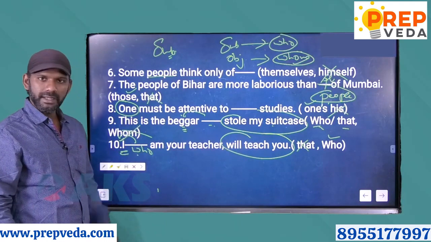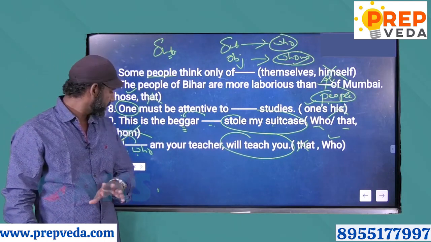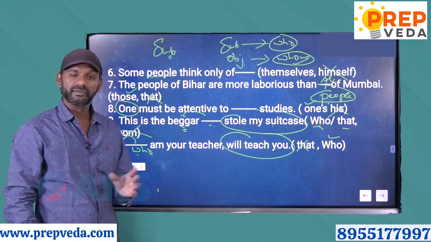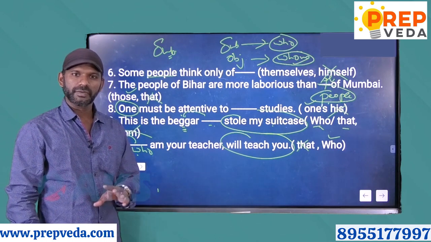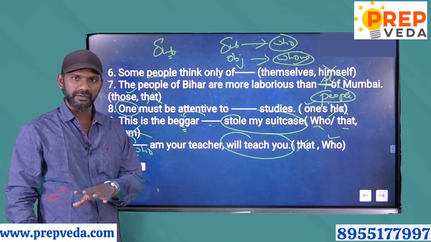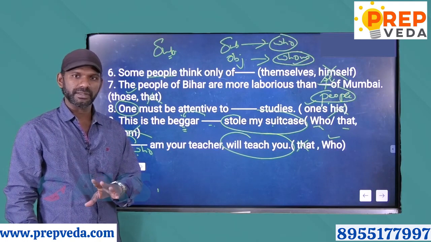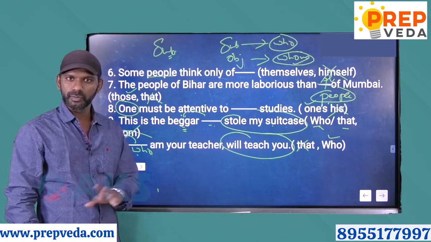Then, who is a relative pronoun. Every relative pronoun refers to a noun that comes immediately before it and the verb that comes immediately after it. So we need to focus on the noun that comes immediately before the relative pronoun and the verb that comes immediately after it. That noun and that verb must be in agreement with each other. Singular noun, singular verb, plural noun, plural verb.